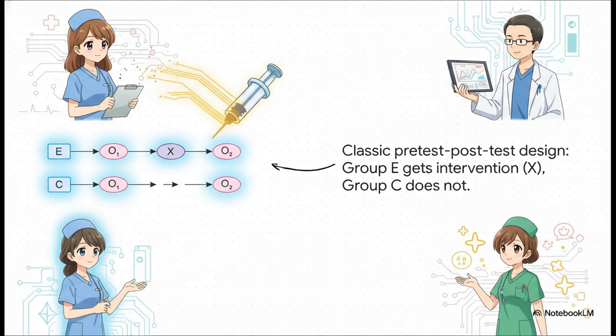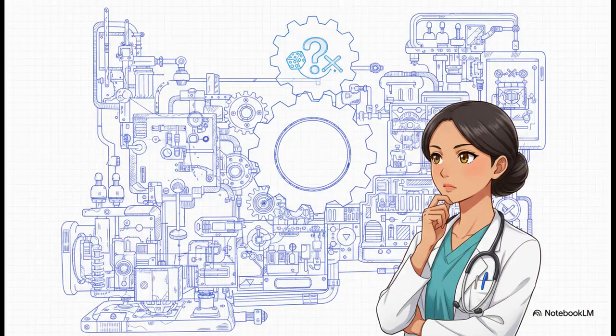Then, the experimental group, that's E, gets the intervention. We'll call it X. The control group, C, gets nothing new. Then, after a while, you measure them both again. If the experimental group shows a much bigger improvement, you have some seriously strong evidence that your intervention, X, was the reason why.